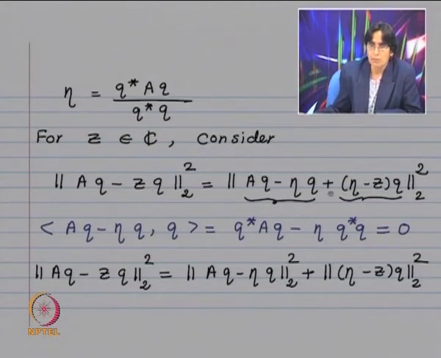Using the orthogonality property, this vector is perpendicular to the vector eta minus z into Q. So, the two norm square will be nothing but the square of the norm of A Q minus eta Q plus the square of the norm of eta minus z times Q. What does this relation tell us? It tells you that the two norm of A Q minus z Q is going to be bigger than or equal to the two norm of A minus eta into Q.